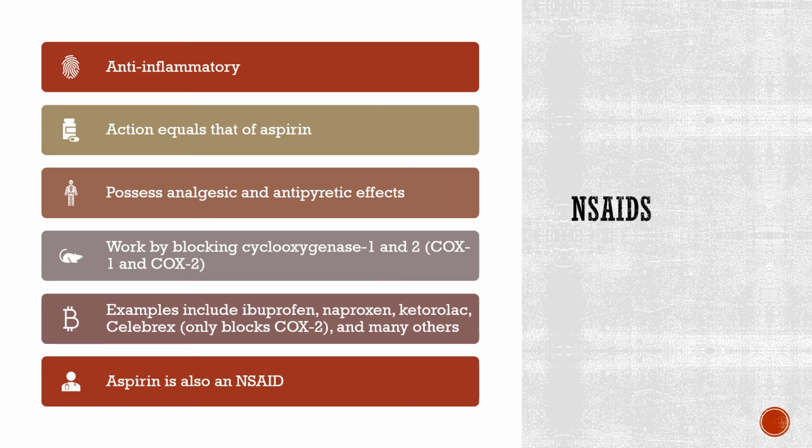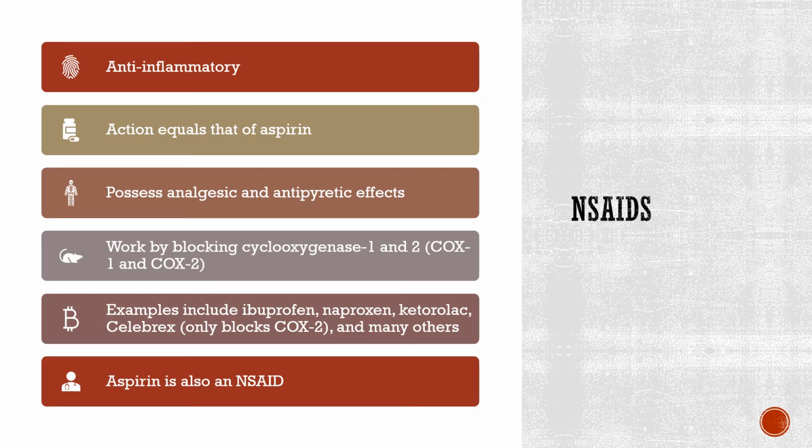Now, NSAIDs work by blocking cyclooxygenase 1 and 2, referred to as COX-1 and 2, and these are enzymes that produce prostaglandins that promote inflammation, pain, and fever. COX-1 also activates platelets and protects the stomach intestinal lining by helping produce gastric juices.